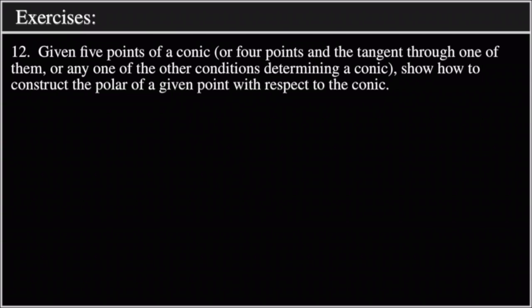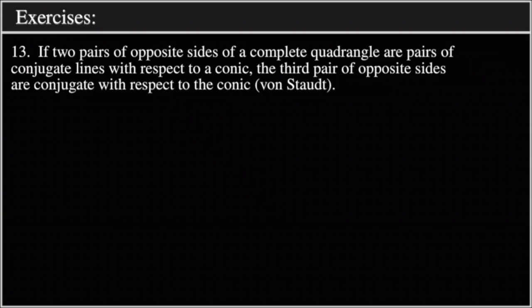12. Given 5 points on a conic, or 4 points and the tangent through one of them, or any one of the other conditions determining a conic, show how to construct the polar of a given point with respect to the conic. 13. If 2 pairs of opposite sides of a complete quadrangle are pairs of conjugate lines with respect to a conic, the third pair of opposite sides are conjugate with respect to the conic.